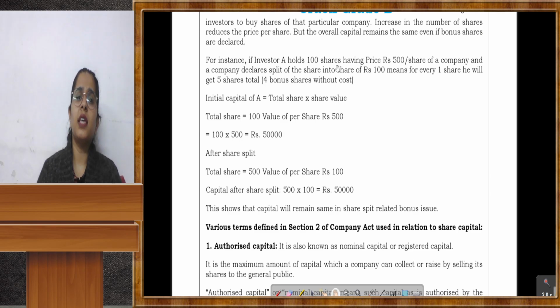Now what they are saying is, A is having 100 shares, one share is of rupees 500, but now the company is splitting such share. So after share splitting, the 500 value per share becomes 100. So capital will remain the same in a share split related bonus issue. Even if you split the share, the capital will remain the same.